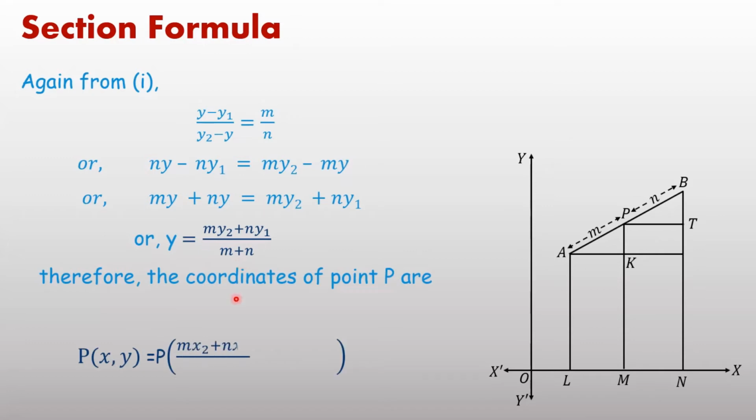Therefore, the coordinates of point P are given by (MX2 plus NX1) upon (M plus N), comma, Y coordinate will be (MY2 plus NY1) upon (M plus N). And that is known as section formula for internal division, if point P lies between A and B.